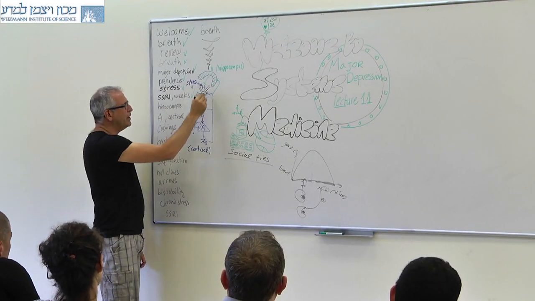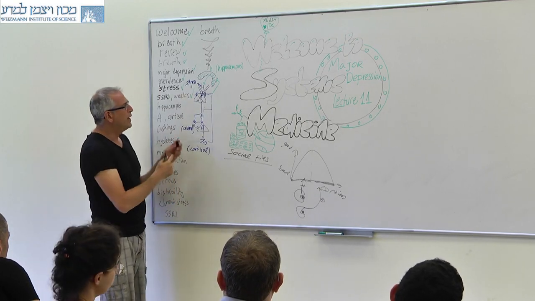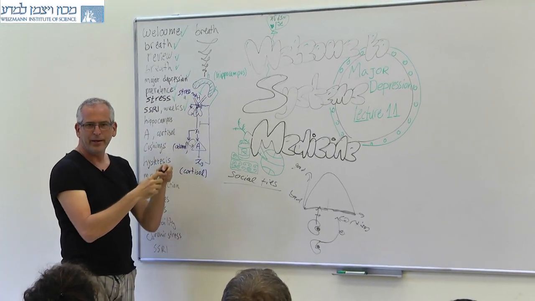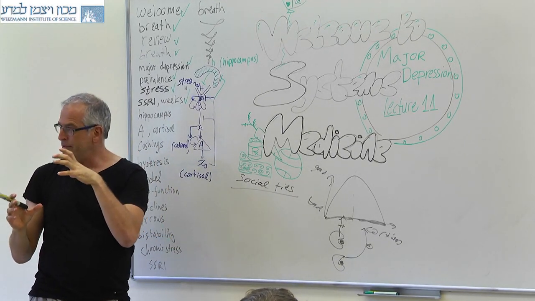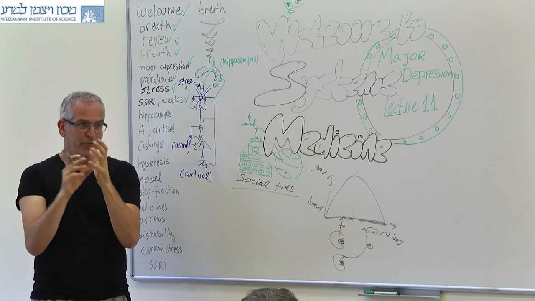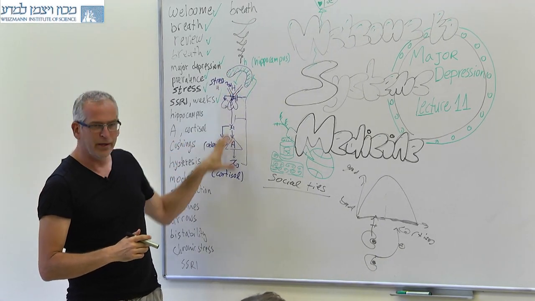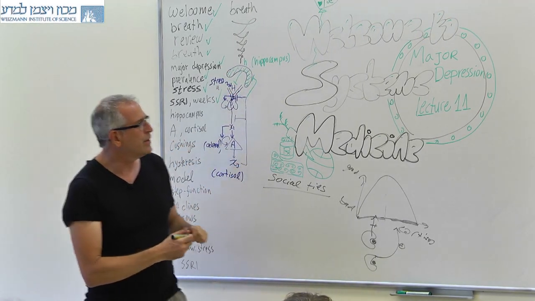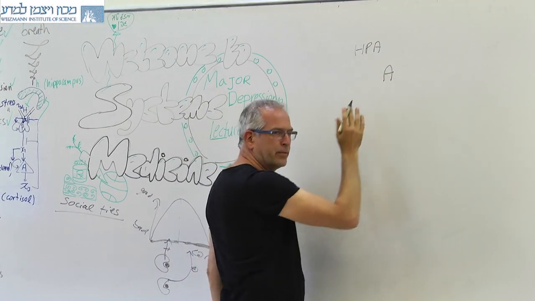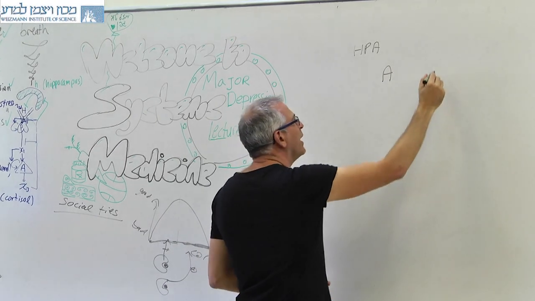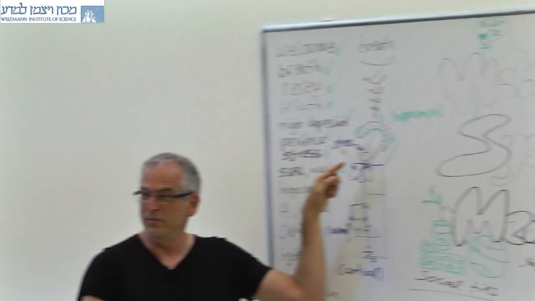We're going to take the good old HPA axis from lecture 4, and we're going to put in the hippocampus as, let's say, the best studied candidate brain region that both goes defective in depression and has well characterized interactions with the HPA axis. We'll represent the HPA axis with the adrenal, just to keep things simple, and the hippocampus. I use little h because we already used big H for the hypothalamus.